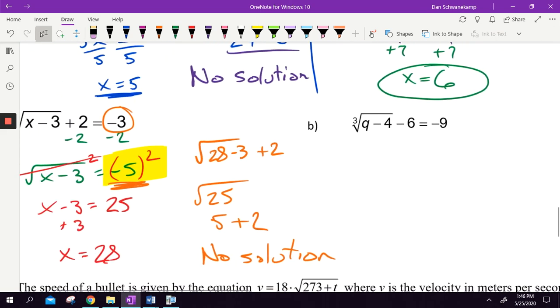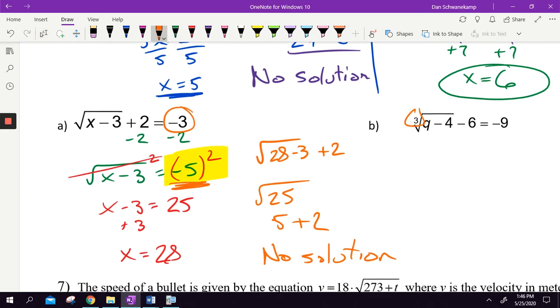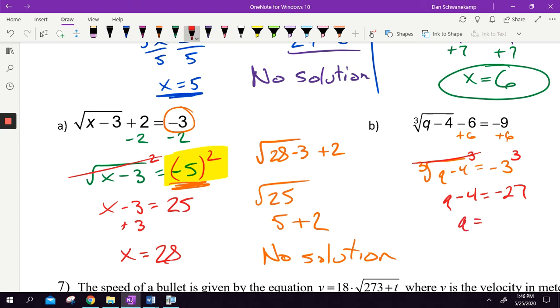Let's do one last one here. This one's not going to have the issue because it's cube rooted. If it was fourth rooted, we might have to play with it differently. All right, add 6. So negative 3. Get rid of the cube root. I'm cubing it. Q minus 4 equals negative 27. It's fine. I cubed a negative number. There's no issue there. We're still going to be able to solve. I'm going to add 4. So Q equals negative 23. If I plug negative 23 back in, I would be good.